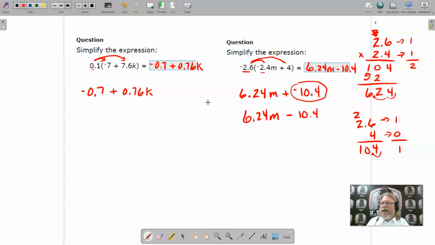So like I said, you might want to try a calculator out with that. The idea is not so much multiplying decimals. It's great to know how to do that, but really wanting to focus on applying the distributive property to come up with equivalent algebraic expressions.